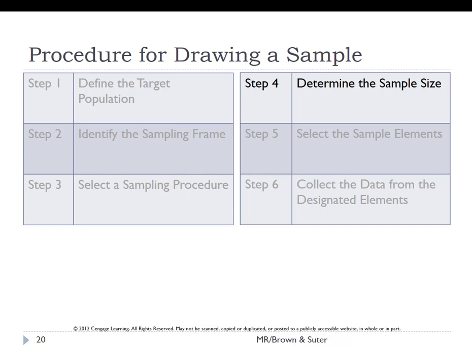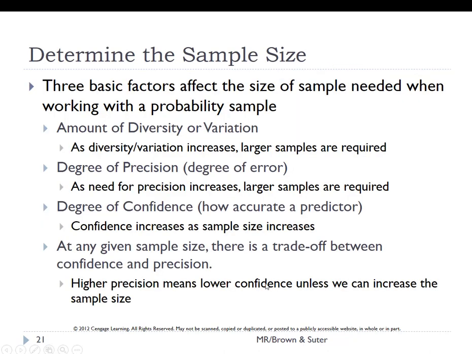Okay, so part 2 of the sampling plan. Step 4 is determining sample size. How many people do we need to talk to get a good reflection of our population? Really there are 3 basic things that we need to look at. The first is when we look at the population as a whole, how diverse or how many variations are there? The more diverse the population that we have, the larger the sample size we're going to need.